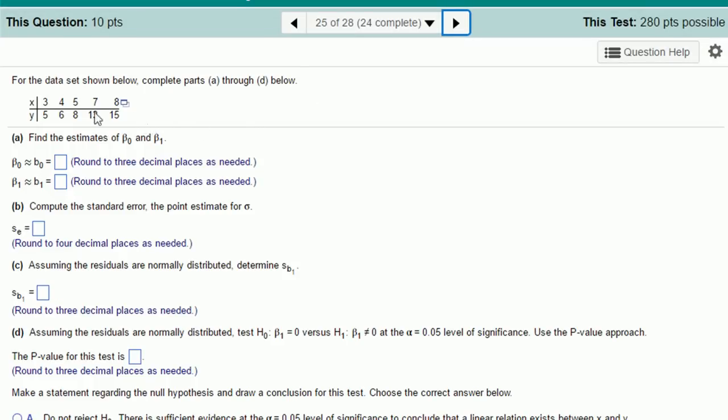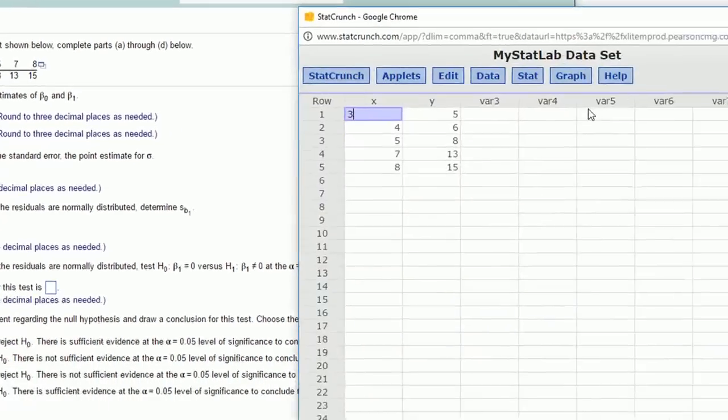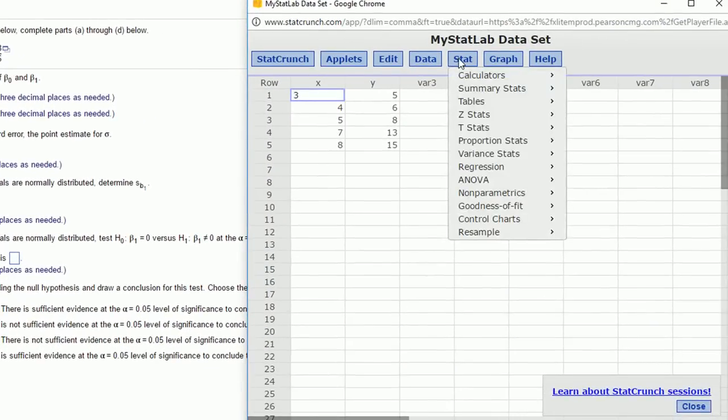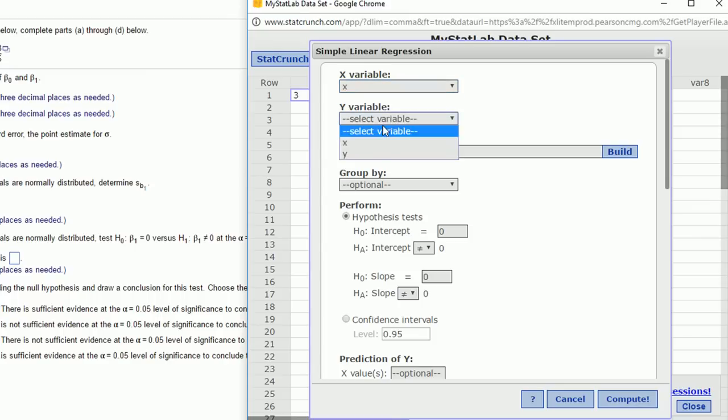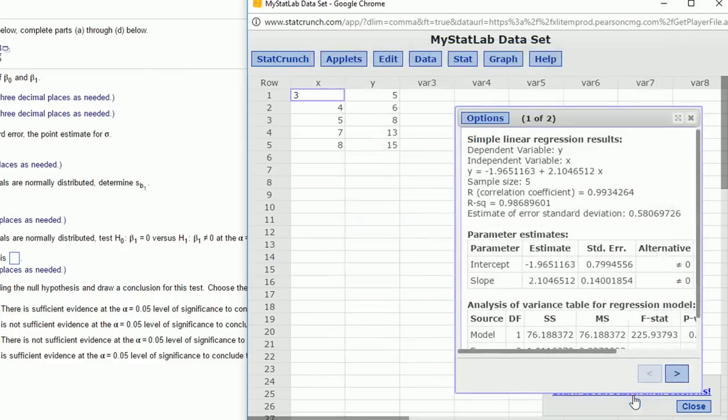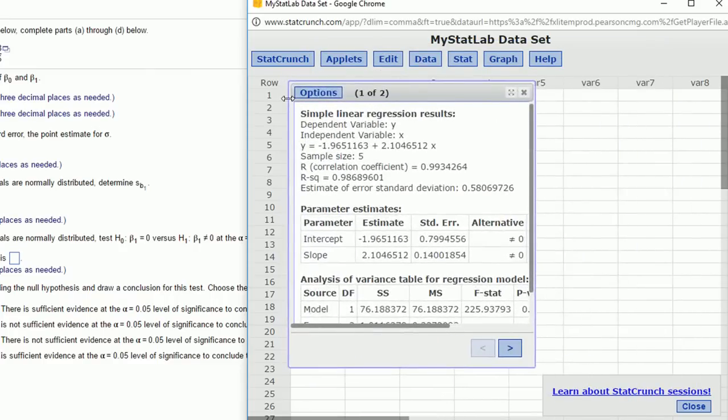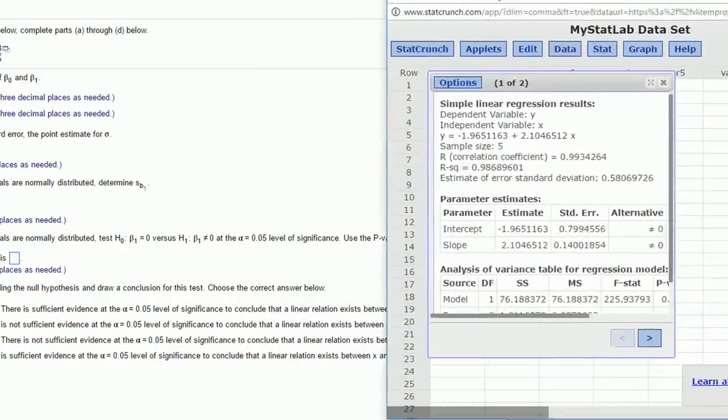Okay, so let's see. I have a data set of x's and y's. I want to estimate a linear relationship. So let's open this in StatCrunch. And under Stat, I'm going to go down to Regression, do a simple linear regression since I have just x and y. My x variable is x, my y variable is y. That's easy. And I'm going to just keep everything else the same and just compute and see what I get. Now we're going to be interpreting this stuff as we go through the problem.